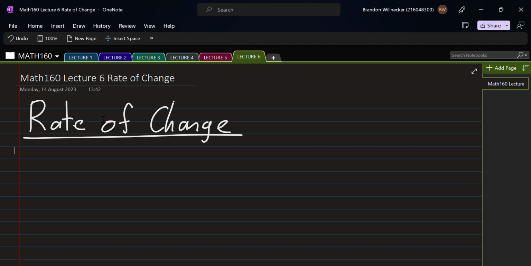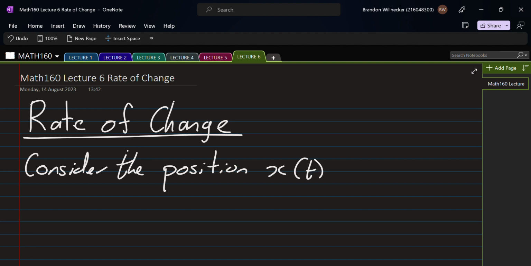at more complicated examples. Okay, so we start by looking at the position of a particle and then finding the rate of change of position, which will be the velocity, the rate of change of velocity, and so on. Okay, so consider the position x of t of a particle.